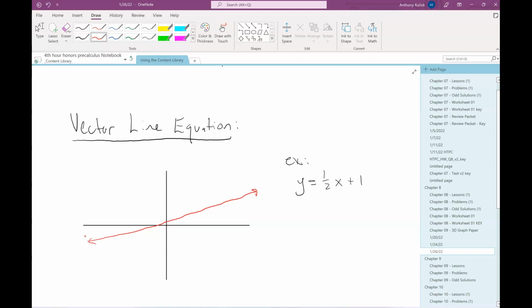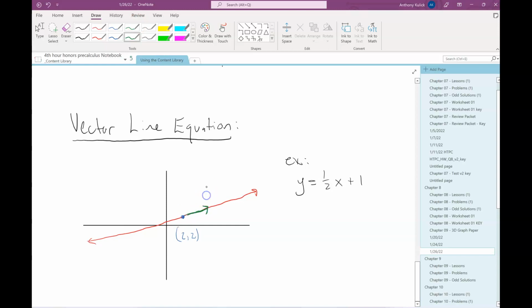So one of the things that I can do with this line is that this line contains infinitely many points, right? I could pick any point on this line by just picking a value for x and finding the value for y. So for example, (2, 2) would be a point on this line. If I plug in 2 for x, I get 2 for y. You guys agree with that? Yep. Okay.